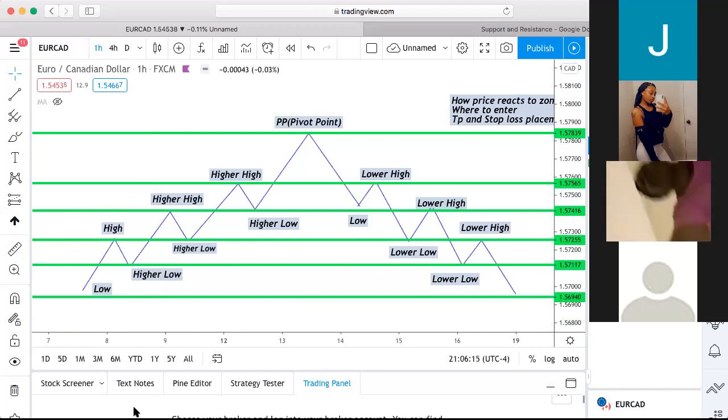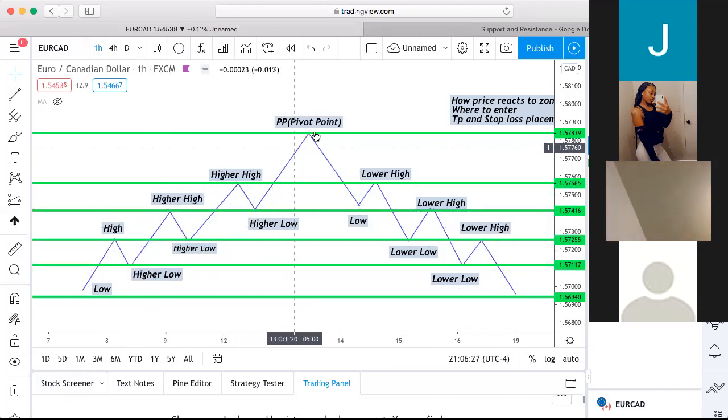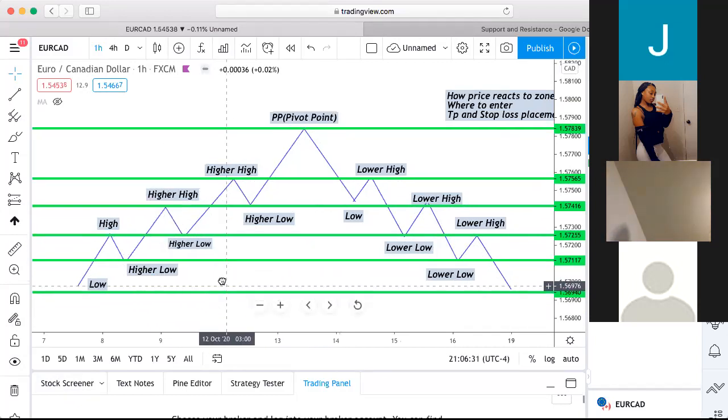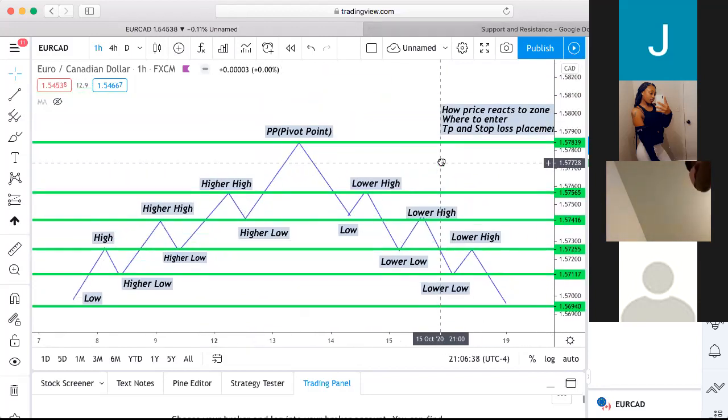I need you to understand that an uptrend starts with a low, it breaks into a high, it breaks into a higher low, then into a higher high, a higher low, a higher high, a higher low, and then to a pivot point, right? Now, when you're looking at this chart, if you're trying to trade within an uptrend, where would be your entry? Where would you enter at?